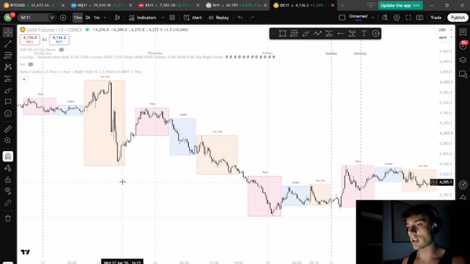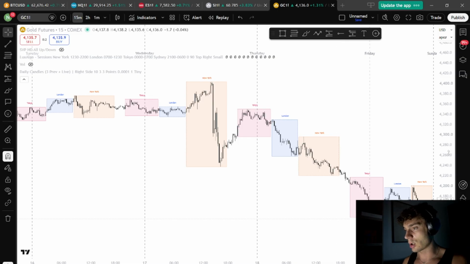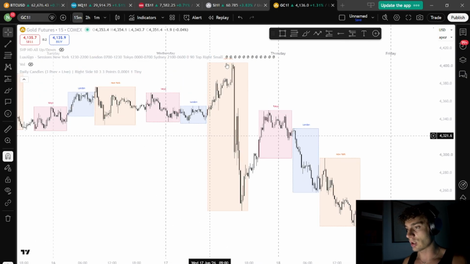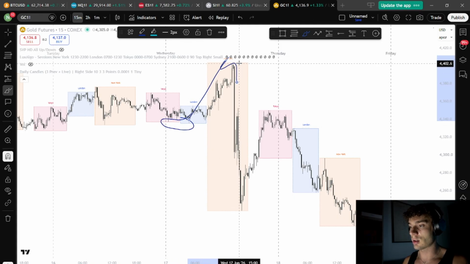If you want to use this indicator, by the way, it's called Lux Algo. I think it's the best indicator for sessions because it's very clean. It gives you these boxes. Look at here, bam, again, Asia low swept, push higher, then dumped.